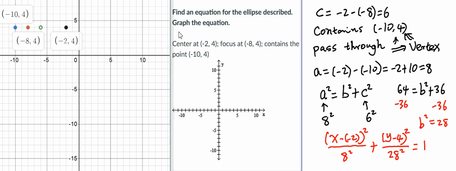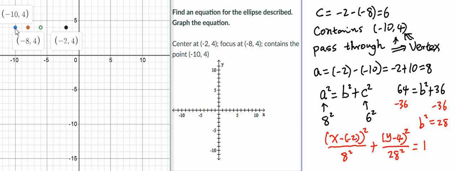We know the distance between the center and the focus is the value c. So what's the distance between the red point and the black point? From -2 to -8, we have 6 units, which is -2 minus -8 right here. We get 6. So c has value 6.